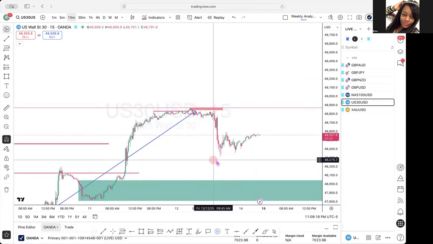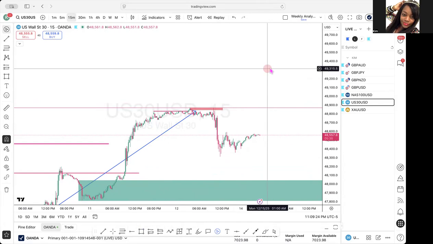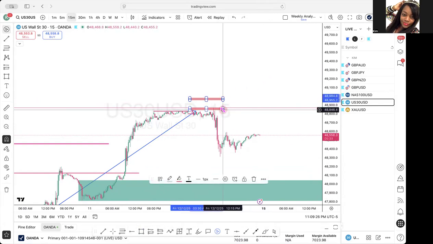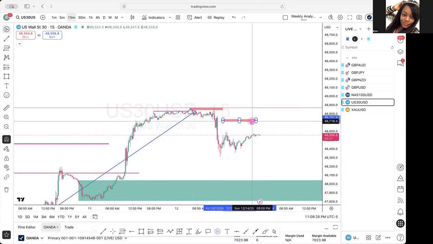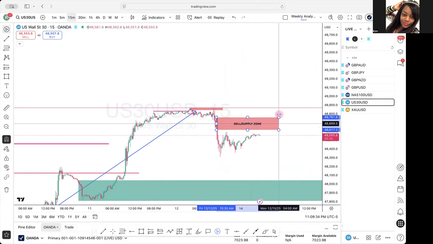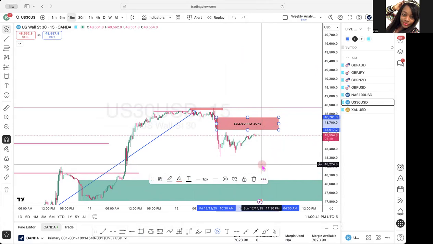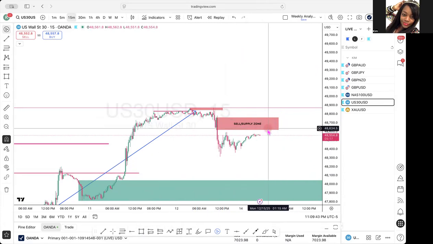So this is pulling back. Now, how far it's going to pull back, I don't know, so I wouldn't trade it. I definitely wouldn't trade it. I'm already not going to trade it until it gets to my zone. So maybe it'll pull back to this zone and then start selling. If you're going to look for the sell, this is where I would be looking for a shift in structure.